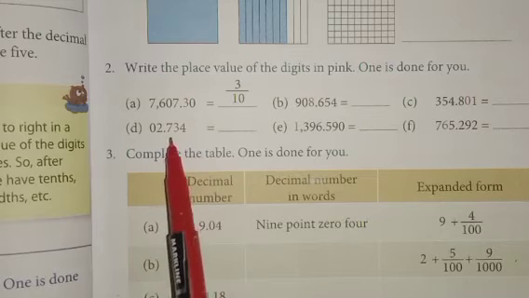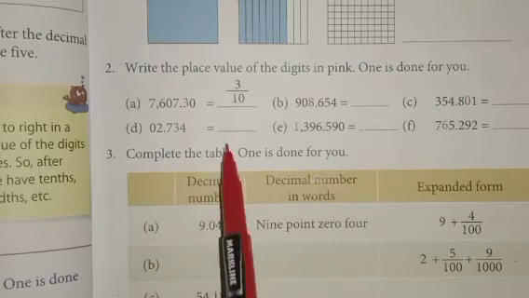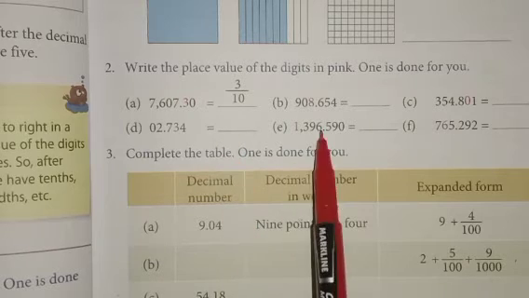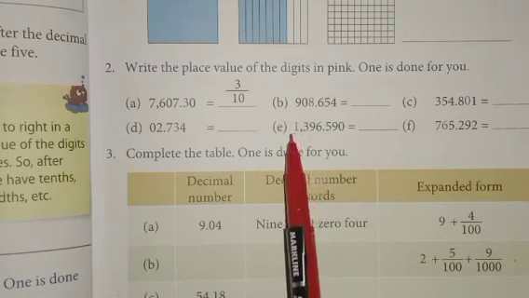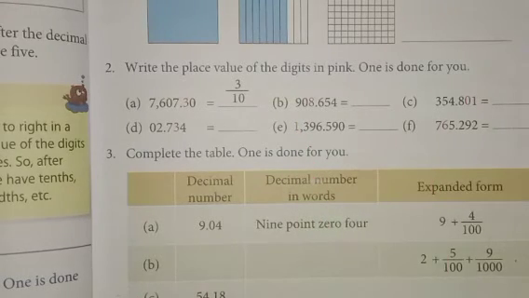D question. 0.734. So here the place value of 3 is in hundredths place. So which fraction? Decimal fraction 3 by 100. Here the place value is in the whole part. You simply write which place? Thousands place. Okay. The same we can do next also.